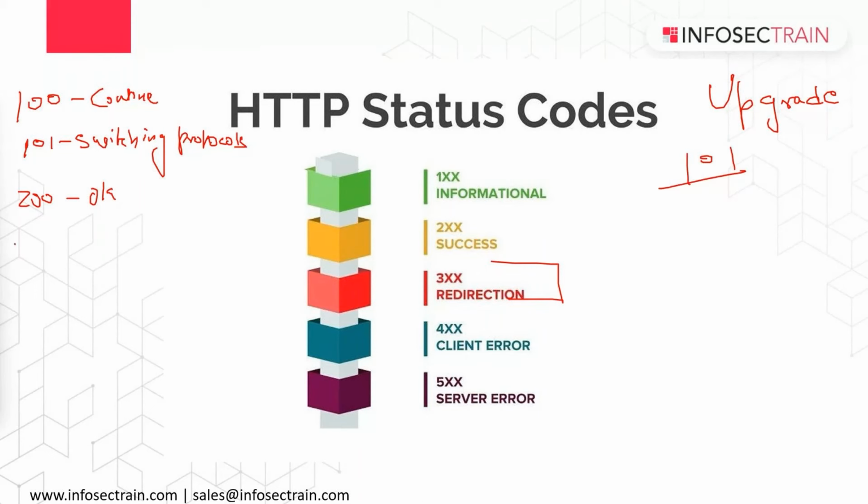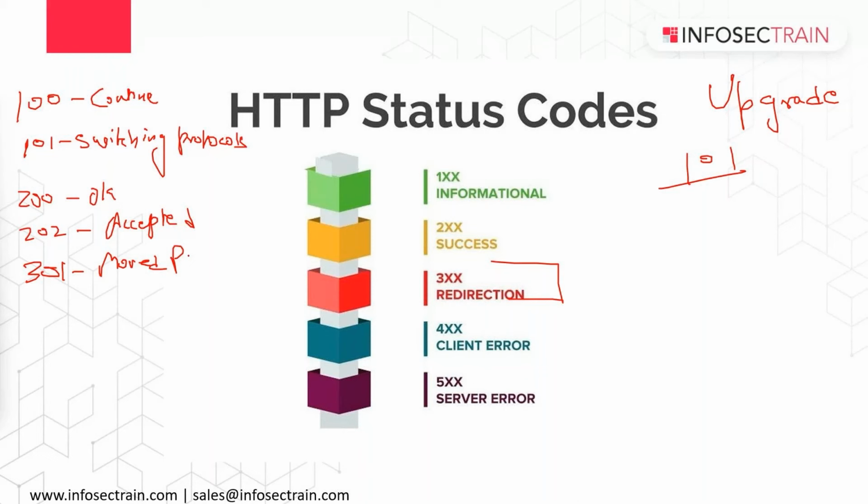Then 200 OK, everyone knows. 202 accepted, that whatever data you were uploading, it is accepted by the server. The request has been received, and now they will work on it, but it's not processed yet by the server. Now in redirection, you might have seen 301, which means moved permanently.